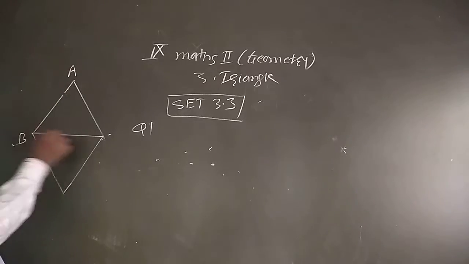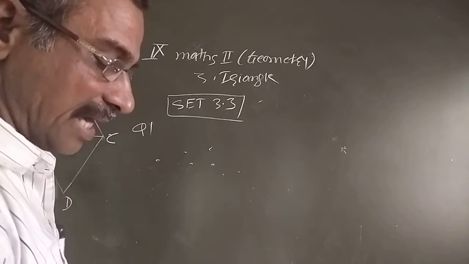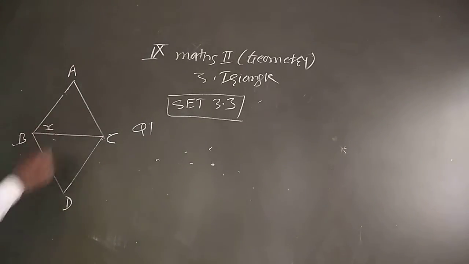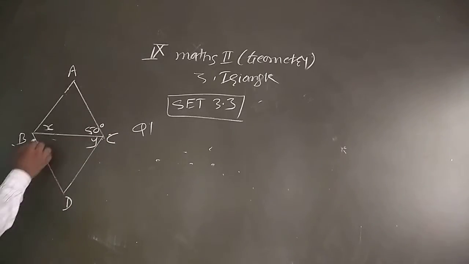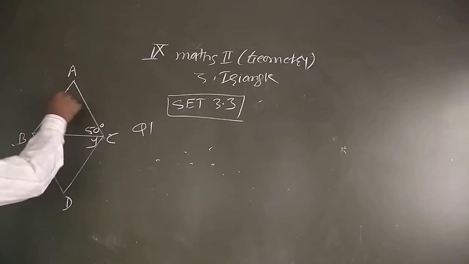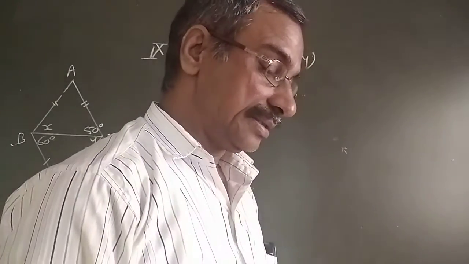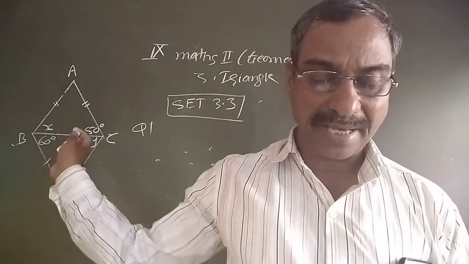This is triangle ABC, and this is D. It is a diagram of a quadrilateral made of two triangles. The first angle is given as x, the other is y. Here is 50 degrees, here is 60 degrees. According to the diagram, these two sides are equal in length, and these two sides are also equal in length.